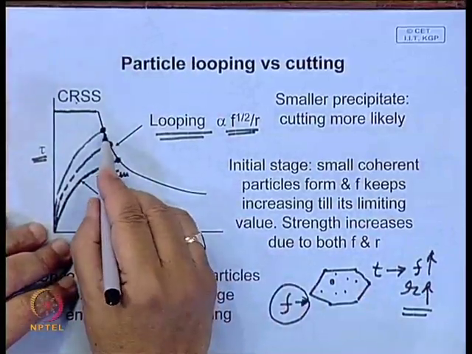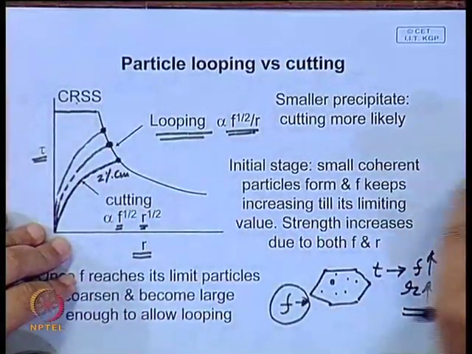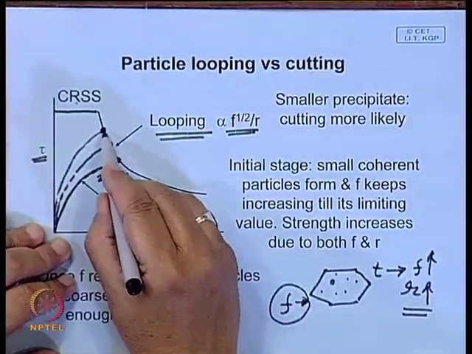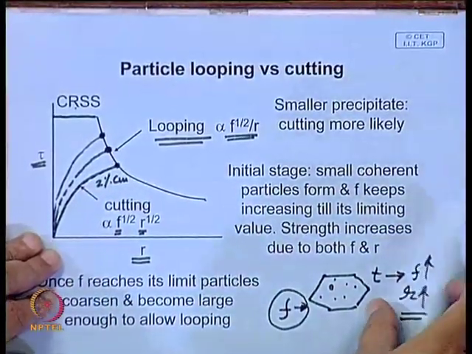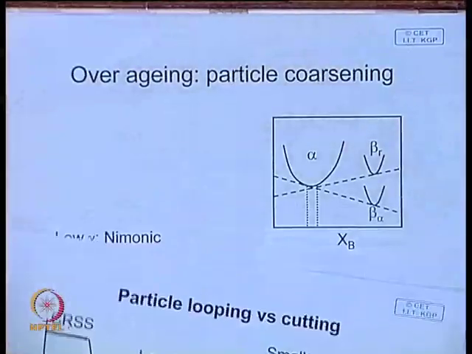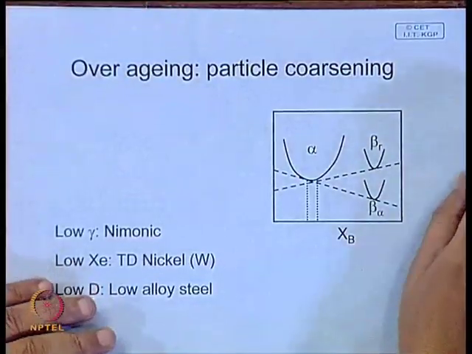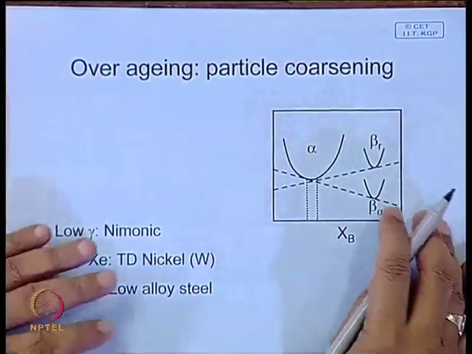When that equilibrium amount of precipitate has formed and you are still aging, you have thermal activation, so the precipitate can grow. When it grows, the precipitate coarsens and strength tries to drop, following this path. So, this is the mechanism of strengthening, and this is overaging, which is shown over here.